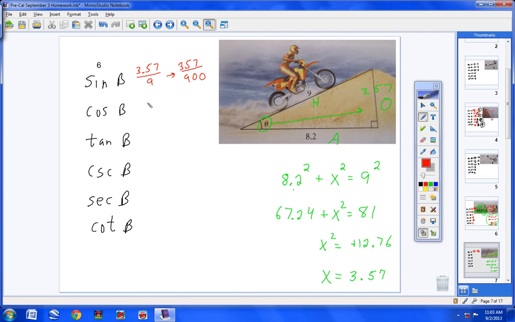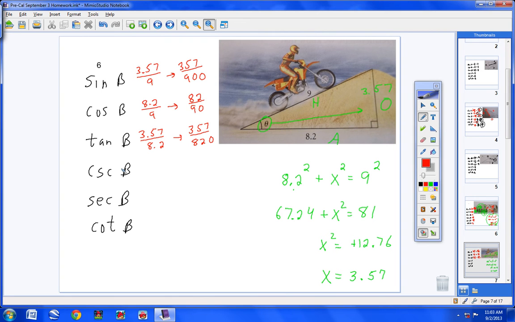Cosine is adjacent over hypotenuse. And of course, we don't want a decimal within a fraction, so we move the decimal 1 place. That gives us 82. Move the decimal 1 place down here. That gives us 90. Okay, tangent is opposite over adjacent, so 3.57 over 8.2. Move the decimal 2 places. That's 357. Move the decimal 2 places. 820. Mr. Earhart, I only got to move it 1 place. Well, you got to move it the same amount of places. If you moved it 2 places up top, you got to move it 2 places in the bottom, okay? You got to be consistent.